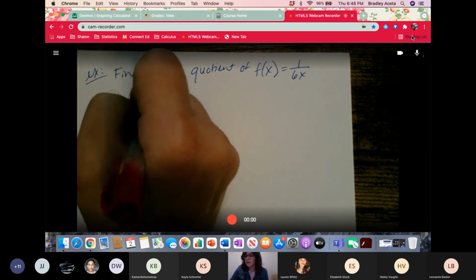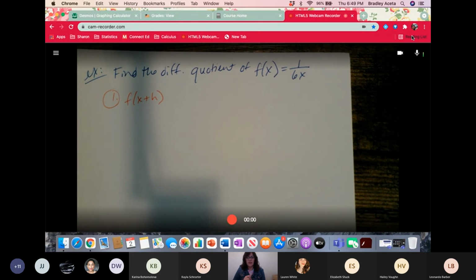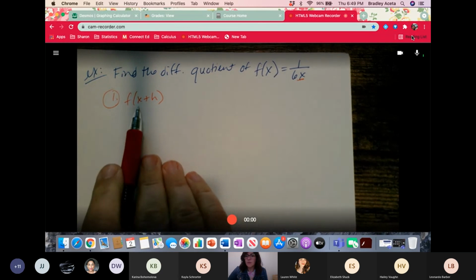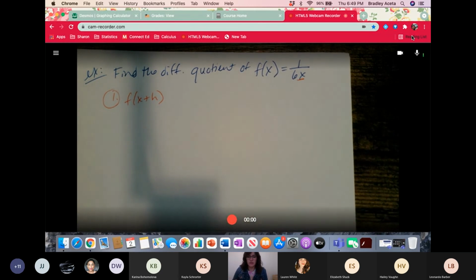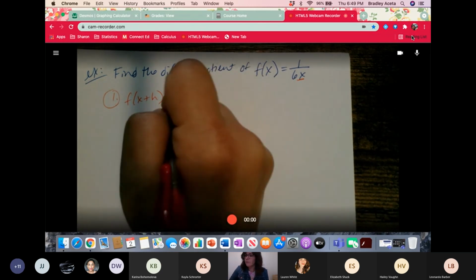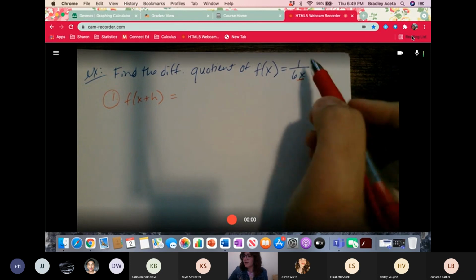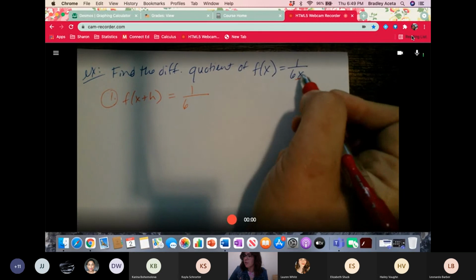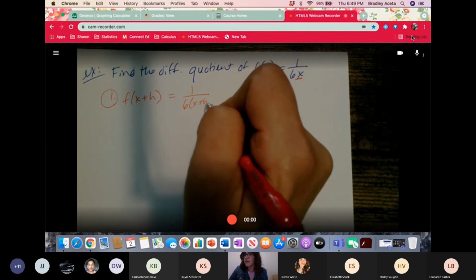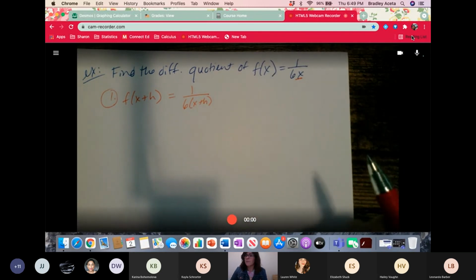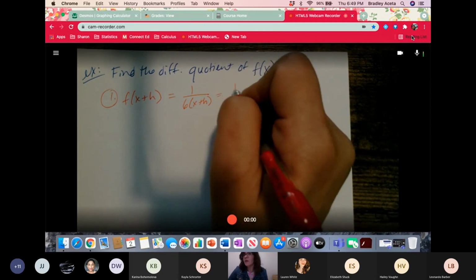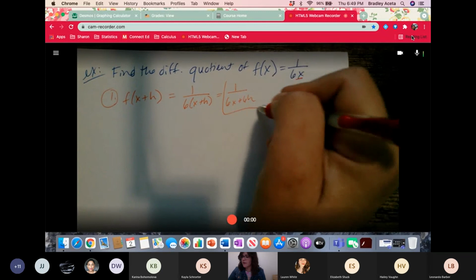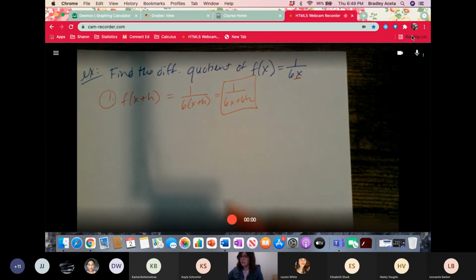find your f of x plus h. What does that mean again? That means everywhere there's an x, you're going to just replace it with x plus h. Okay, so I'm going to rewrite this as 1 over 6 and not put x, put x plus h. And then you can even go 1 over 6x plus 6h. You can leave it like that. Okay, that right there is your f of x plus h.